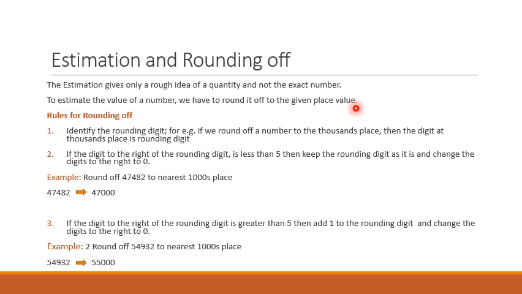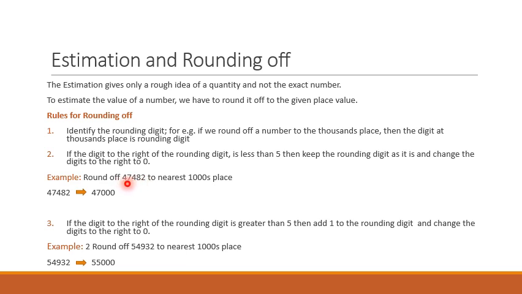So let's revise the rules for rounding off. To round off a number to a given place, we first have to identify the rounding digit. So what is a rounding digit? Say if we have to round off a number to thousands place, then the digit at the thousands place becomes the rounding digit. See here, let's check this example.